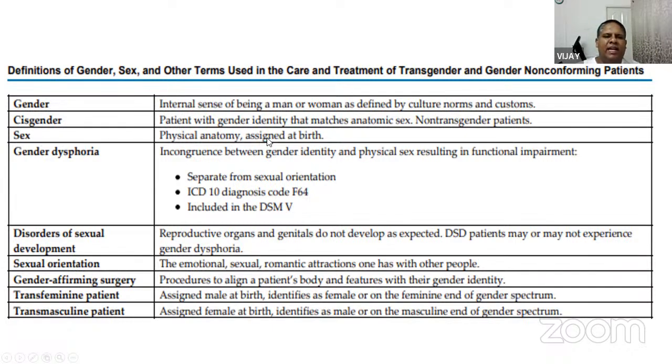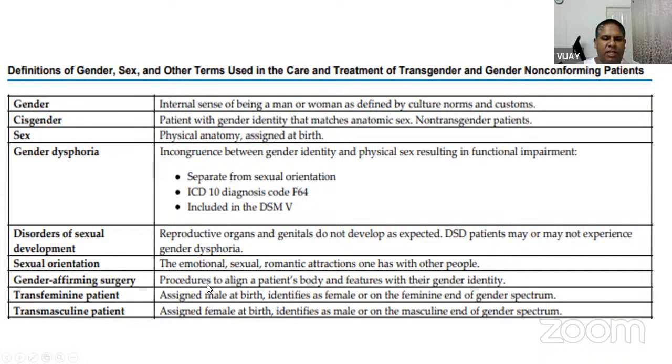Sex means the physical anatomy assigned at birth. Gender dysphoria means incongruence between the gender identity and the physical sex, resulting in functional impairment. In disorders of sexual development, the reproductive organs and the genitals do not develop as expected, and therefore the patient may or may not experience gender dysphoria. Sexual orientation is the emotional, sexual, and romantic attraction one has with other people.